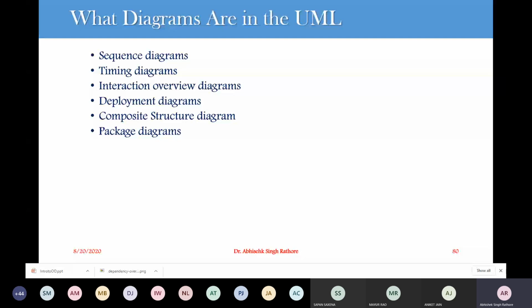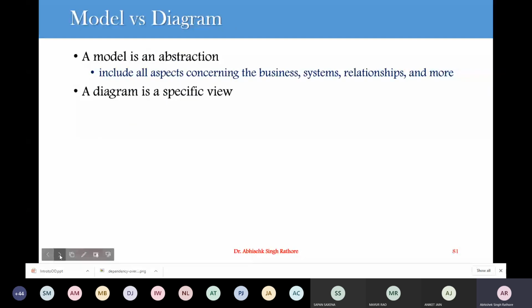Now the question arises: what is the difference between a model and a diagram? When we are going to differentiate model and diagram, a model is just an abstraction that contains all the elements that are needed to describe the intention of the thing being modeled. It includes all aspects concerning the business system relationship and so on, while in case of diagram it provides a specific view of what you are trying to understand in a specific context. So diagrams are specific to context, while a model is just an abstraction.